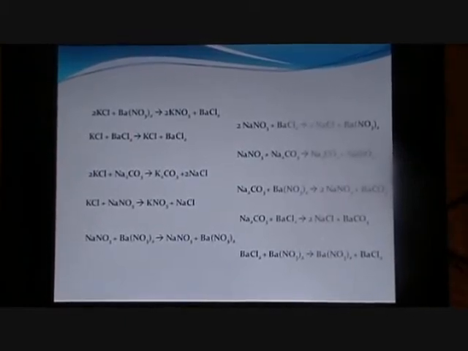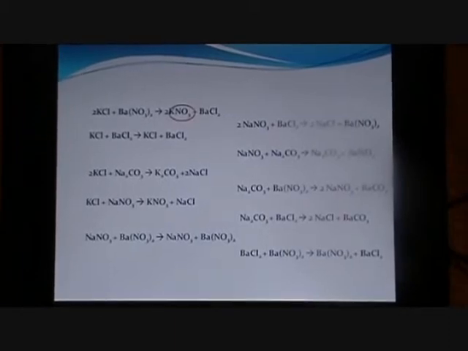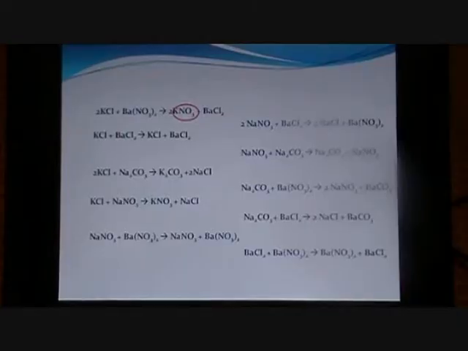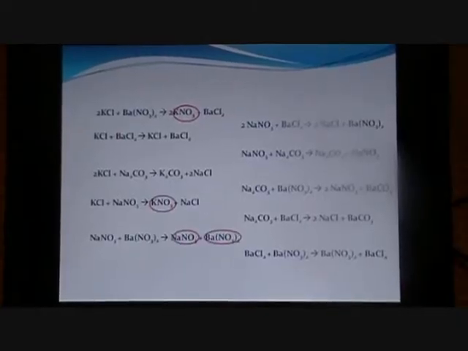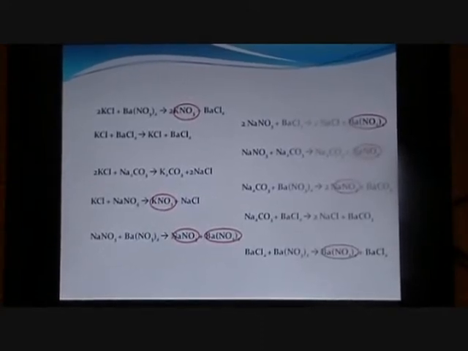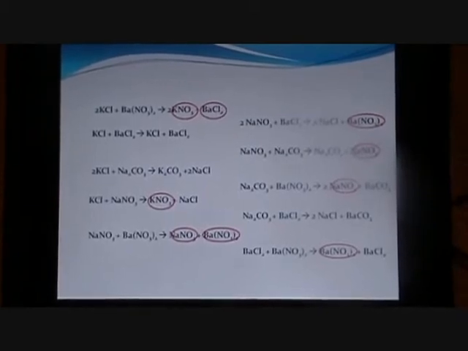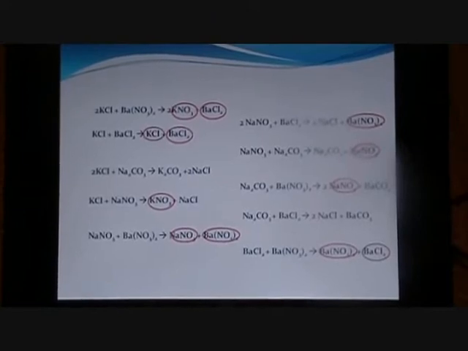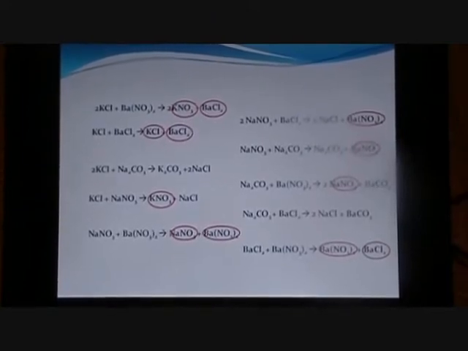In the first molecular equation, potassium nitrate is one of the products. According to the solubility of common compounds, nitrate will always form a soluble substance with any positive ion or metal. Therefore, all the other products with nitrate are soluble and not a precipitate. Moving on, barium chloride is also soluble according to the previous chart. Therefore, all barium chlorides in the molecular equations are soluble.